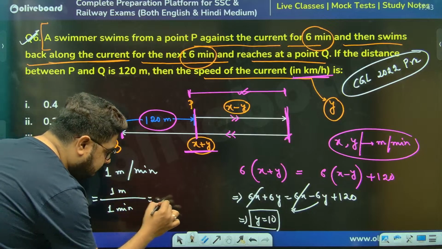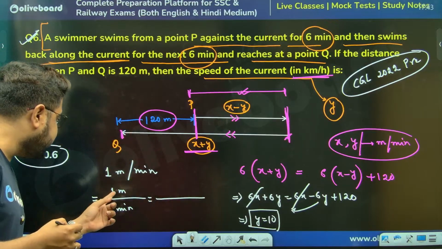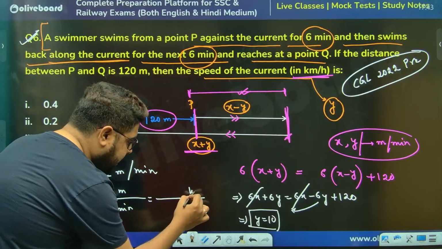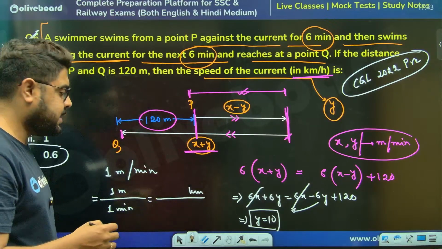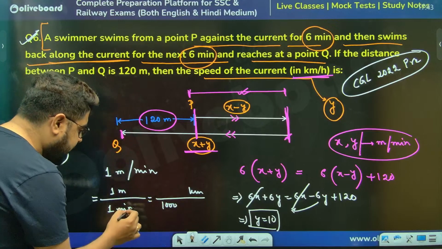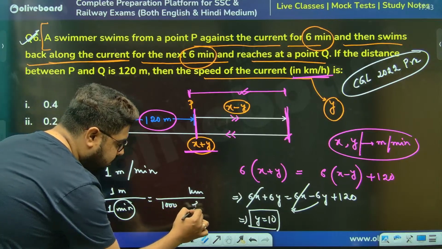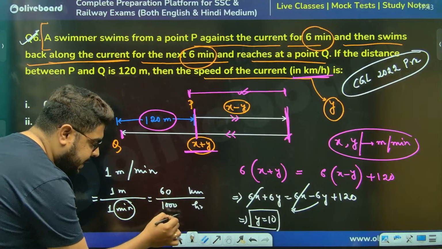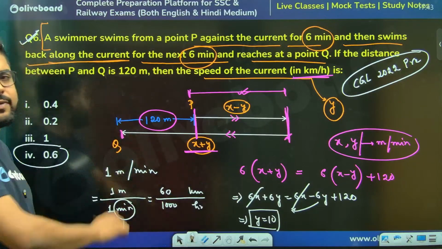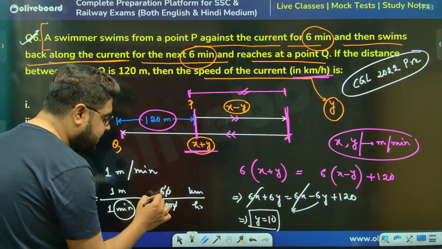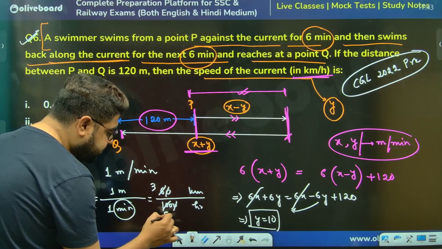Now I need to convert this meter to kilometer. In what way will we get kilometer from meter? We will divide by 1000. And I will convert this minute to hours, so dividing by 60 means that 60 gets multiplied. So this is your converting factor, 3/50.